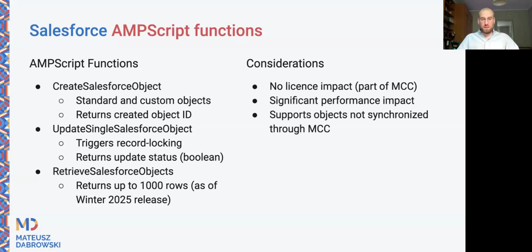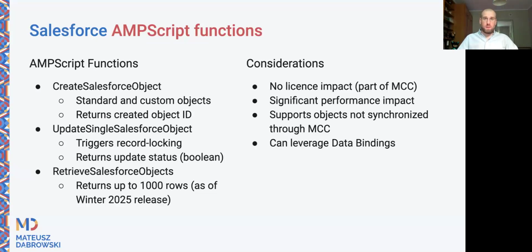The cool thing is that the AMP script functions support objects that are not synchronized through the Marketing Connect. So again, you can leverage any standard custom object within the CRM. They can leverage the data bindings that we were talking about previously. So you can use them within the AMP script functions to get an even more interactive process between Salesforce CRM and the Journey Builder.